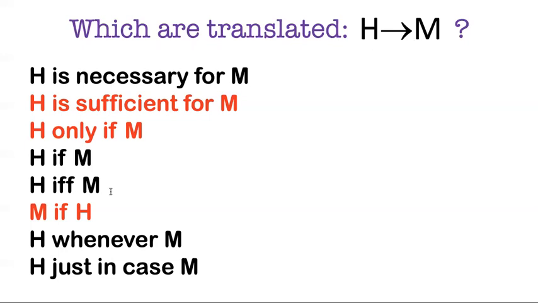Now, what about IFF, if and only if? This is not correct because this arrow goes in both directions. We need a biconditional. Just in case is also the same as the biconditional, so that's not correct. Whenever, this is actually the same as if. So if I say whenever M is true, then H is true, that's just like saying if M is true, then H is true. So this is the wrong direction. This is going in the wrong way. So there's only 3 correct translations.